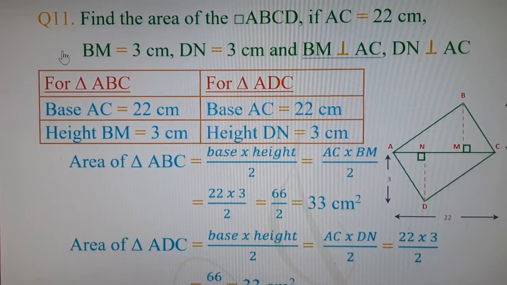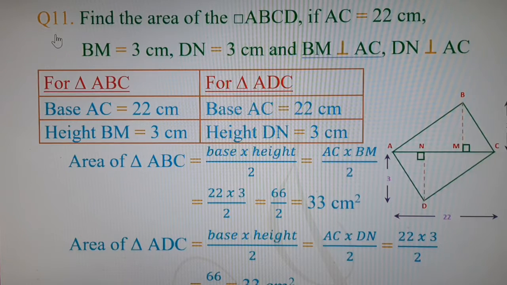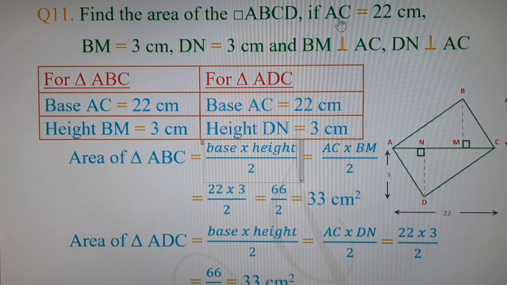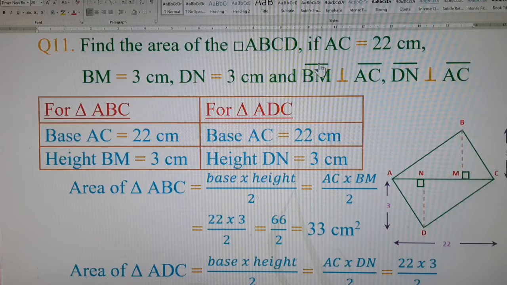Let us go to the last sum of this exercise 11.4, question number 11. Question number 11, find the area of quadrilateral ABCD if distance AC is equal to 22 centimeter, distance BM is equal to 3 centimeter, distance DN is equal to 3 centimeter, and line segment BM is perpendicular to line segment AC and line segment DN is perpendicular to line segment AC.